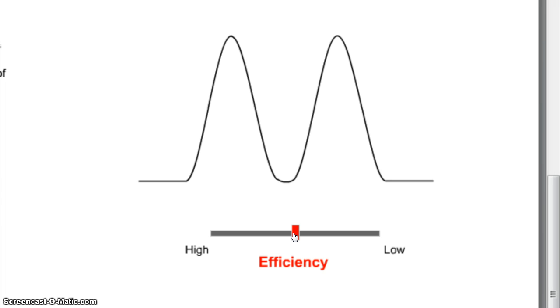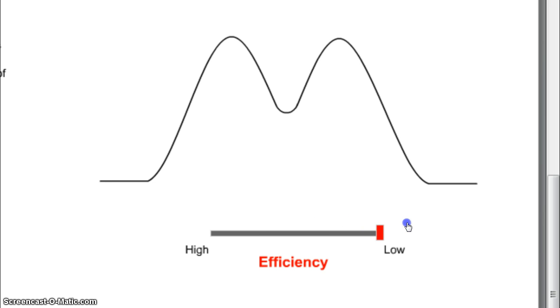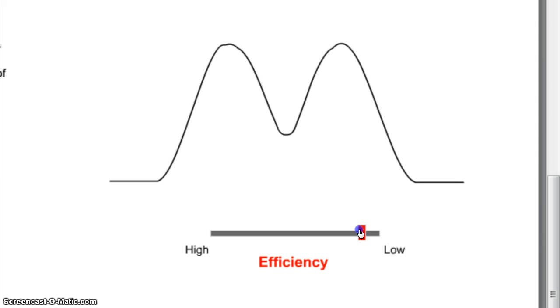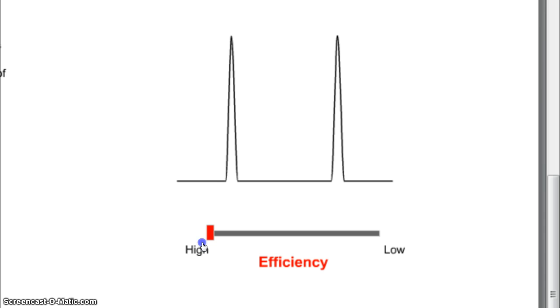So basically you're looking at how wide each peak is, which means the evaluation of band broadening is crucial when judging efficiency. As you can see, for low efficiency, the peaks are harder to see as separate peaks, and in high efficiency, they're much narrower.